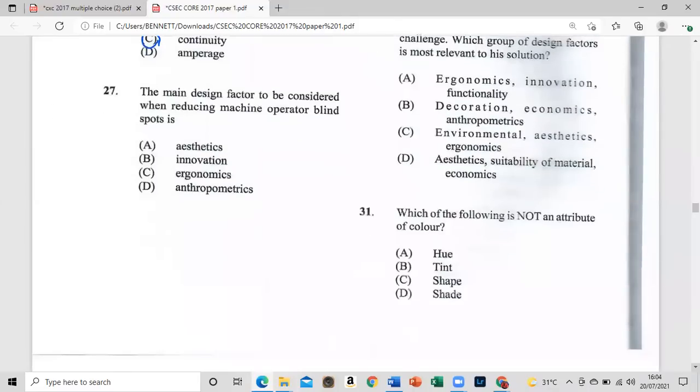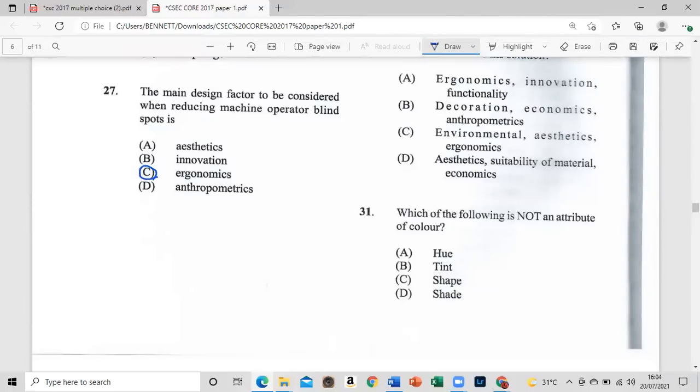Number 27. The main design factor to be considered when reducing machine operator blind spots is it aesthetics, innovation, ergonomics, or anthropometrics? Which of these? And it is C. Ergonomics. That's how it's pronounced. I don't know, I never heard the word before.